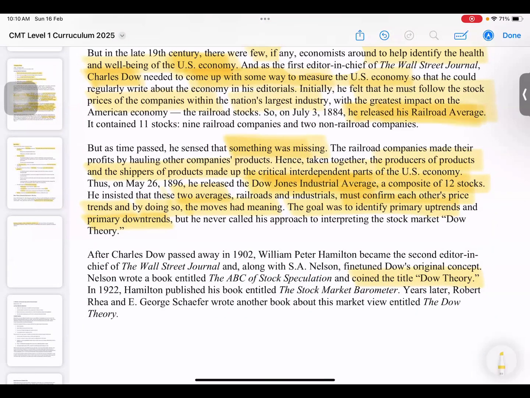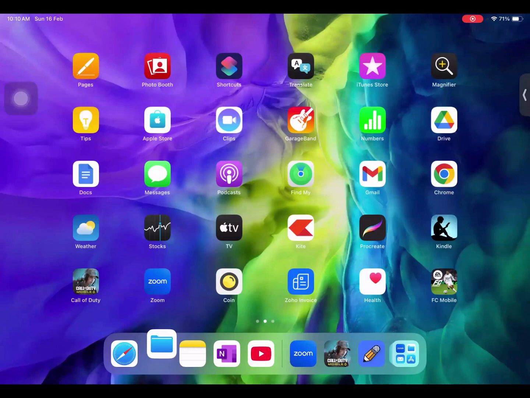We already had the railroad average. These two averages, the railroads and the industrials, must confirm each other's price trends. And by doing so, the moves had meaning. What do you mean by confirmation in a way? So these two indices ideally should be moving together.